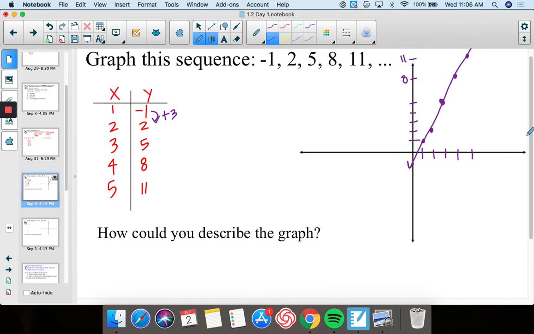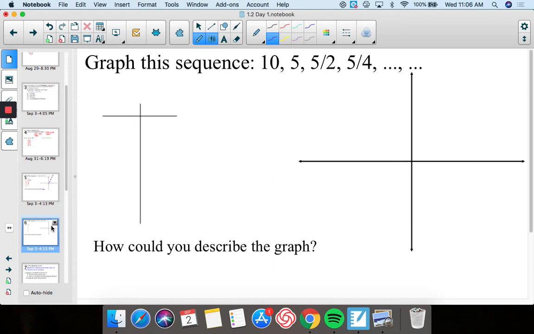Okay, how could you describe this graph? Well, there's a couple different things, but since it's a line, we know that this is linear. So we could describe it as just saying linear. And what we're going to see in later lessons is that linear means arithmetic, or arithmetic means linear. So those two kind of go together.